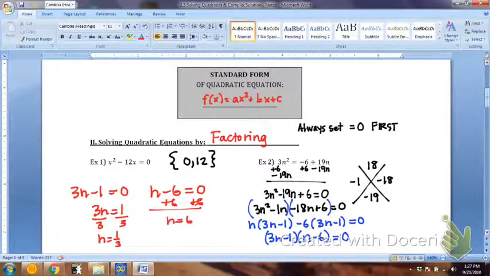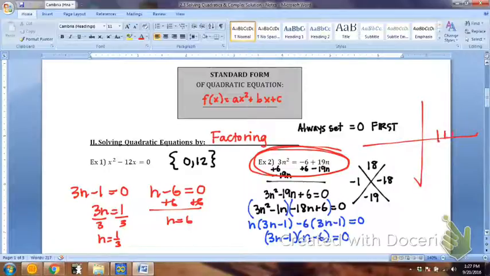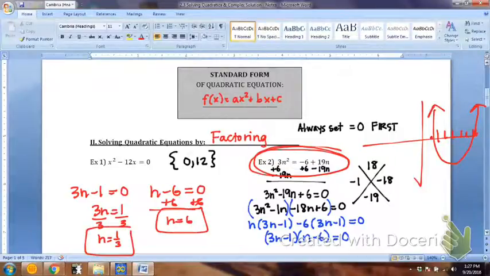What this means is if I were to graph this parabola over here, it would cross my x-axis at 6 and 1/3. That's what this means. That's why we find these x-intercepts. So these answers that you just found, 6 and 1/3, mean that that's where the parabola is crossing the x-axis. Okay?